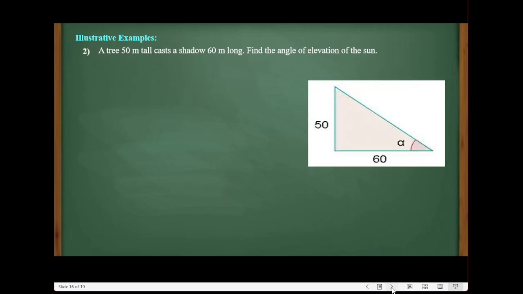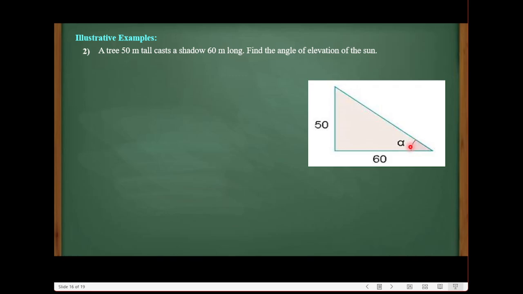Now our next example is this. A tree 50 meters tall casts a shadow 60 meters long. What would be the angle of elevation of the sun? Of course, we need to analyze the problem first by illustrating it. The way to do that is to draw a simple right triangle, labeling all the necessary information. So, we have a right triangle whose vertical leg is 50 and the horizontal leg is 60.